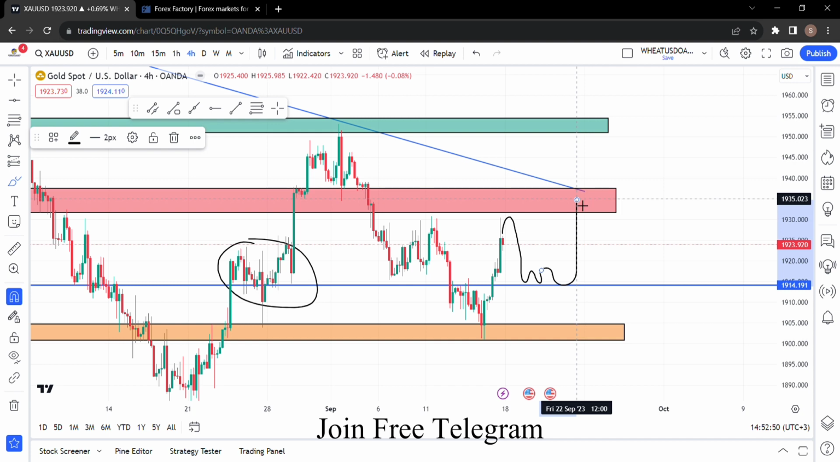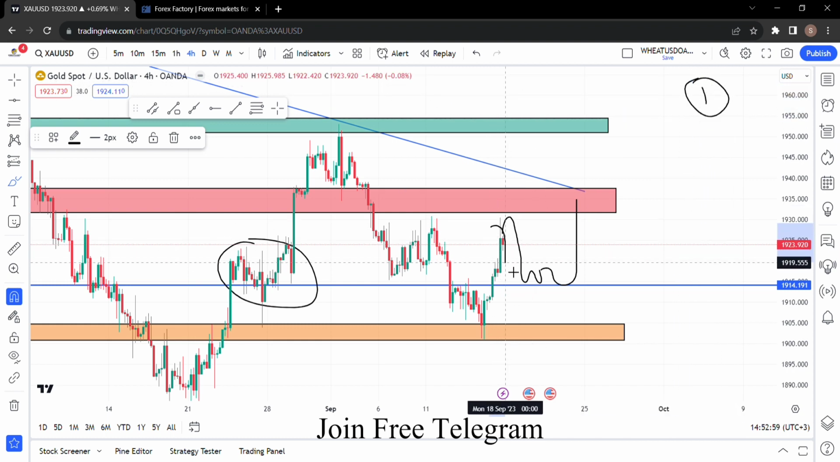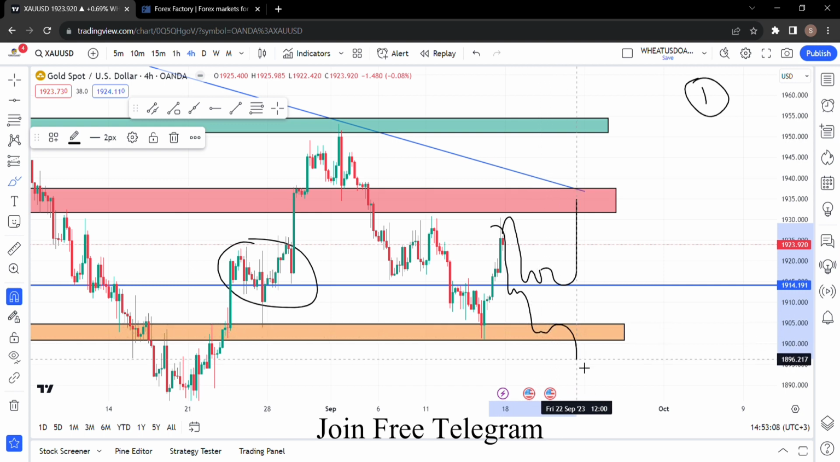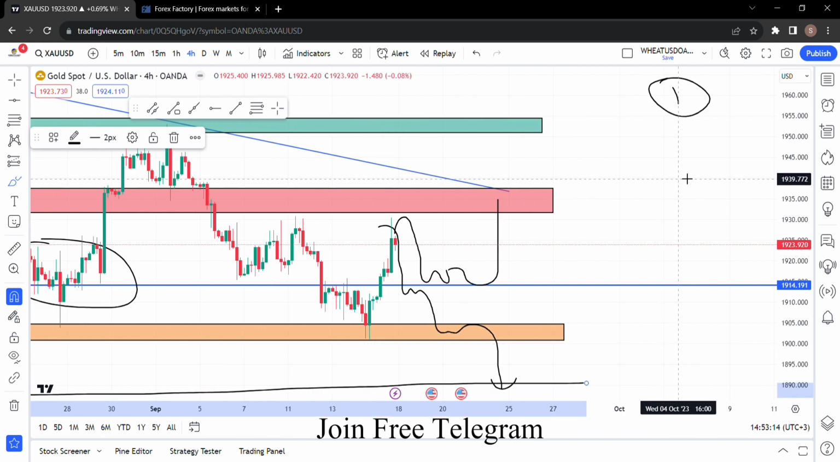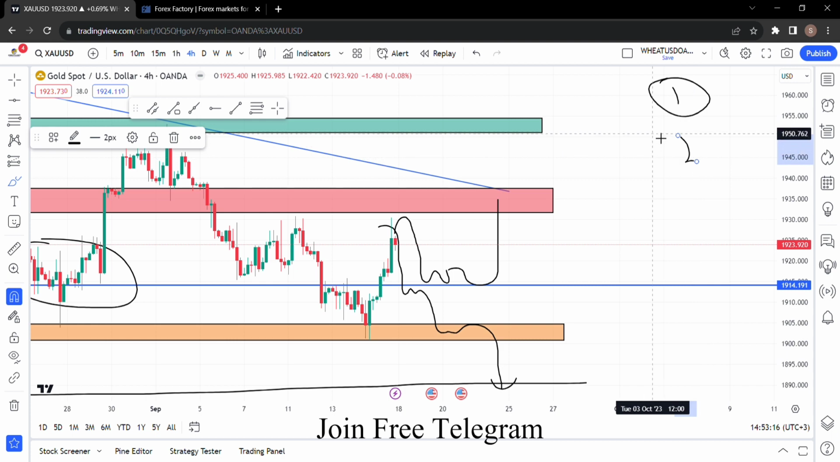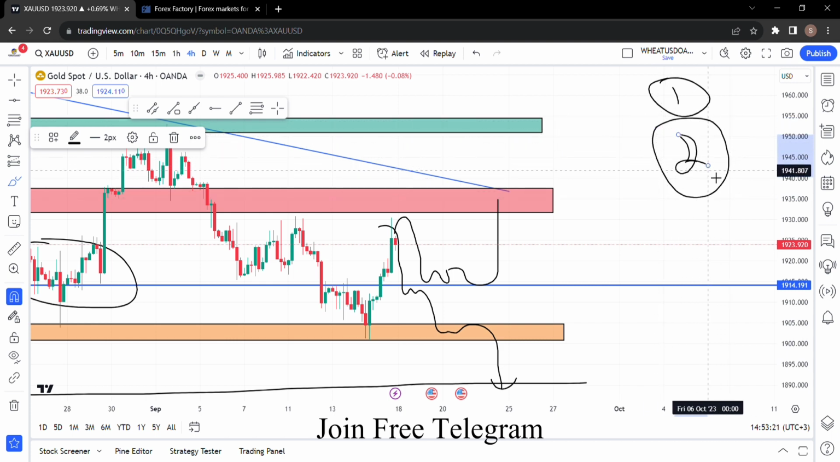If not, this is scenario number 1. We have many scenarios right now. If gold doesn't retrace there, simply breaks this line and falls to 1902, then you are going to sell it towards 1988, towards its major support area. This was scenario number 2. Okay, hope you are enjoying the things and trying to learn the things.